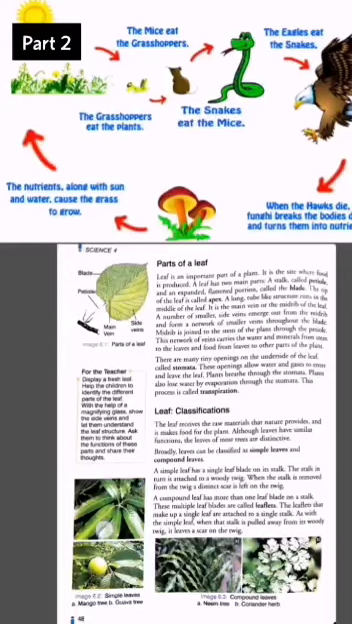Then the grasshopper is eaten by the mice. The mice eat the grasshoppers. Then the snake eats the mice. Then the eagle eats the snake.